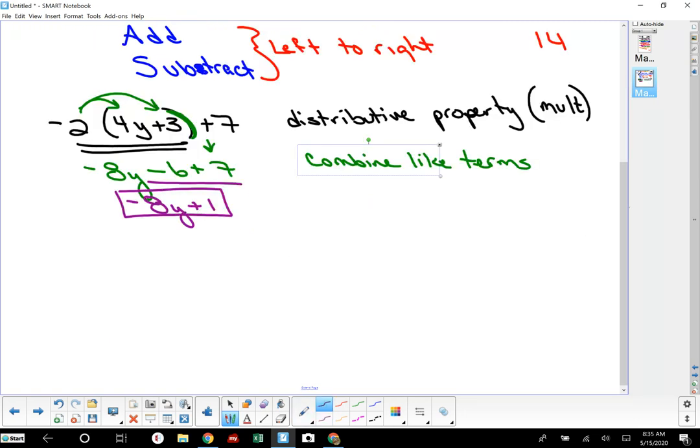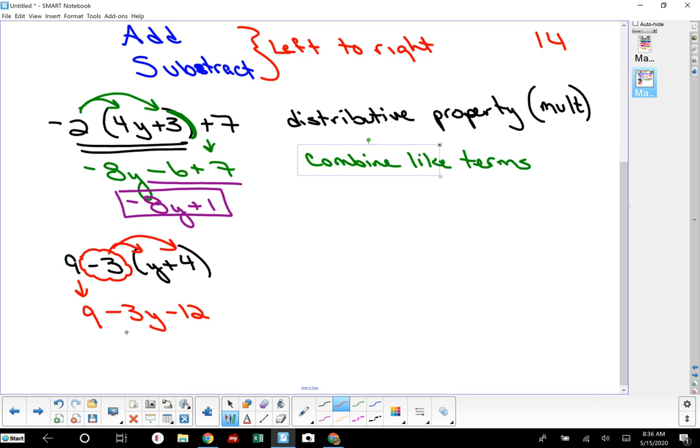All right, next one. This one has a common boo-boo in it. 9 minus 3 times y plus 4. Now remember, multiply before add and subtract. So we'd multiply the -3 and put that negative on the 3. That goes with it. So we're going to bring the 9 down, and then we're going to have a -3y minus 12, and then combine like terms. So -3y, here, I'll change colors. -3y, 9 minus 12 is -3, and that would be the answer.